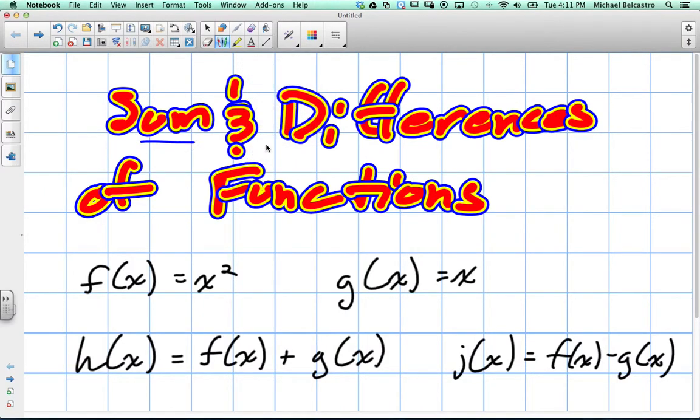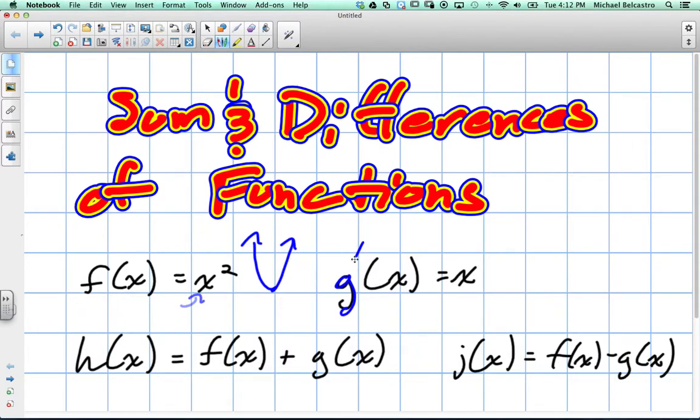Okay, we'll go sum and differences of functions. So in order to deal with sums and differences of functions, we have to be very familiar with our function notation. So f, standing for this specific function, when the variable x is included, is equal to x squared, which is, if we recall, just our standard parabola with a vertex at the origin.